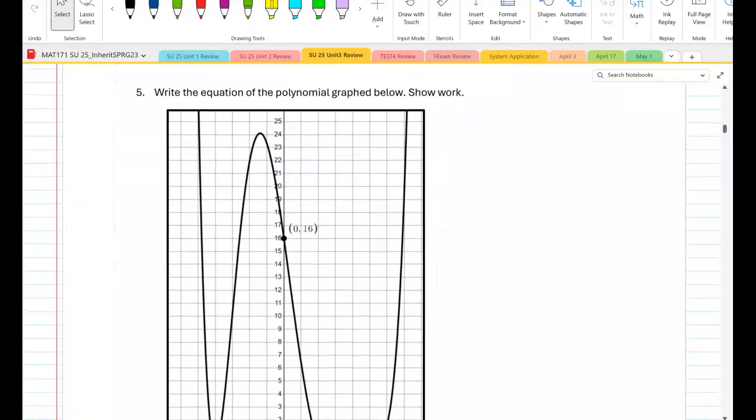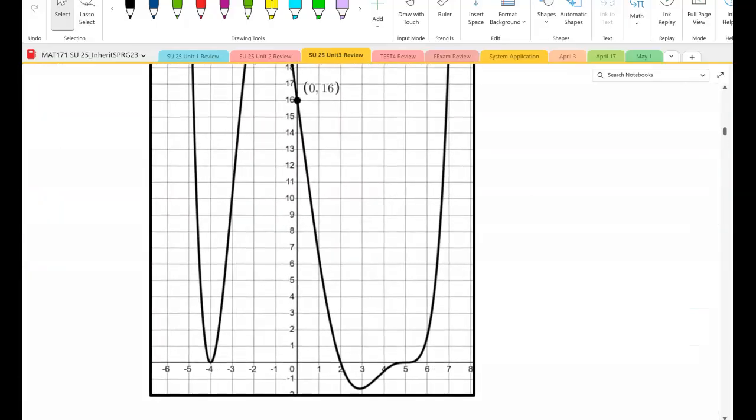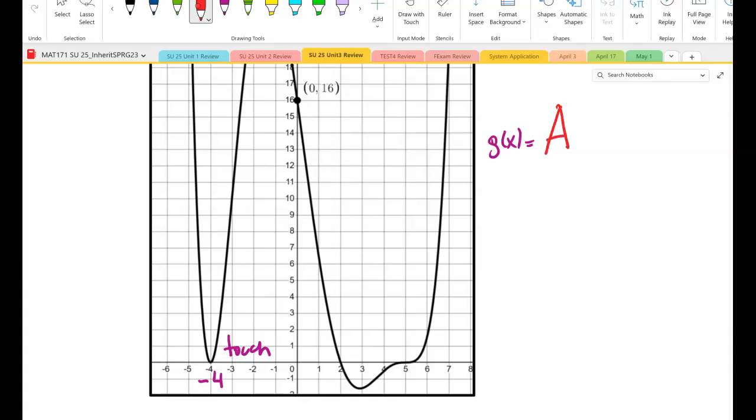Write the equation of the polynomial graph below. Show work. Okay, so what do we have here? We have negative 4, and that is touch. So it means that in my polynomial, first of all, I do have a capital A. I need to figure out the leading coefficient. Because it's negative 4, it will be x plus 4. And because it's touch, that will be squared.